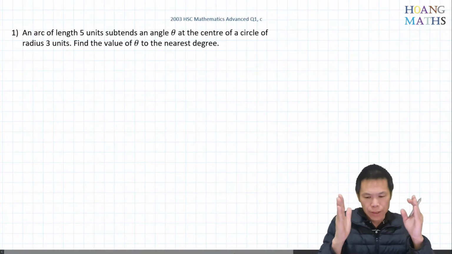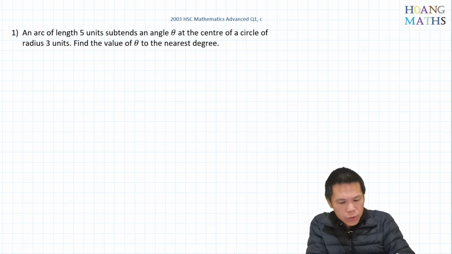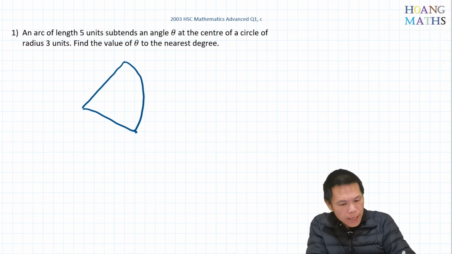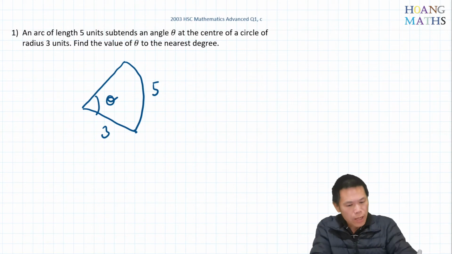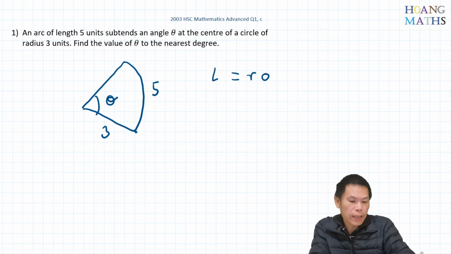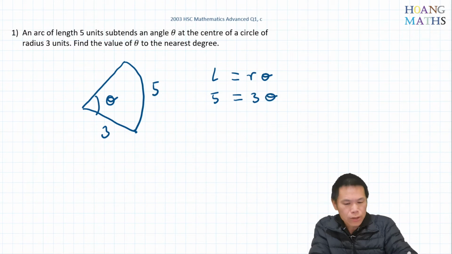So first one. So we know that the arc length is 5 units. Let me just quickly draw a diagram out so you can see what I'm doing. The arc length is 5 units, and we need to find the angle theta. The radius is 3 units, and we need to find the angle theta to the nearest degree. We know that L is equal to R theta, and L is the arc length, which is 5 units, and the radius is 3. So if I divide by 3 on both sides, theta must be equal to 5 over 3 radians.